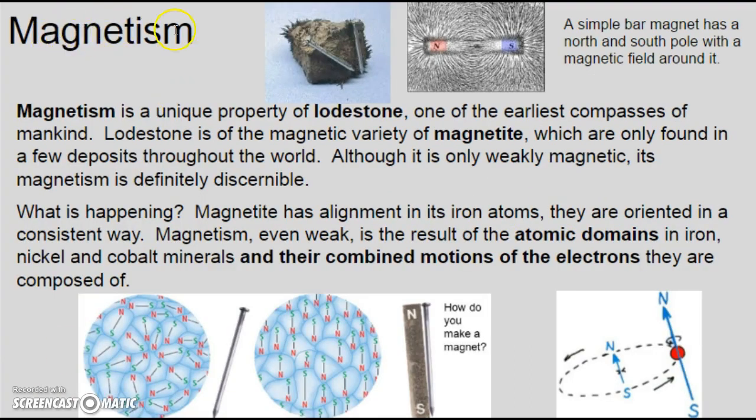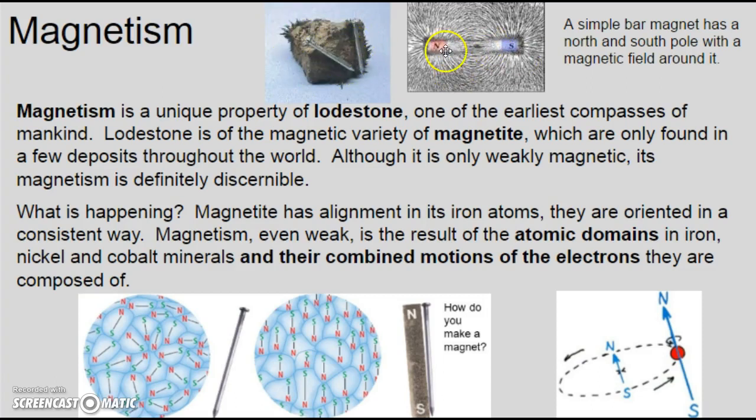Moving forward with magnetism, we can find that magnetism is a unique property of lodestone, one of the earliest compasses of mankind. Lodestone is of the magnetic variety magnetite, which is only found in a few deposits throughout the world. Although it's only weakly magnetic, its magnetism is definitely discernible. So you could even find that magnets and iron filings will stick to the magnetite.